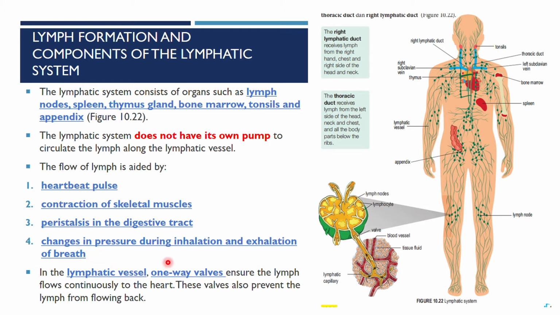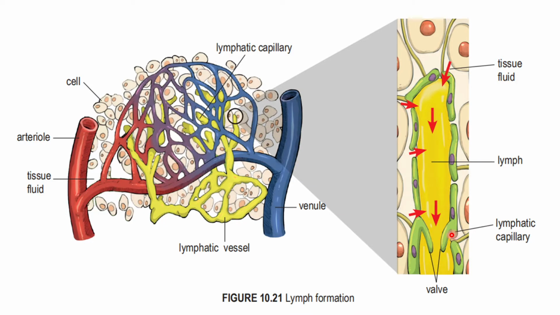In the lymphatic vessels, there are valves. Like this one, there are valves. So this is important to prevent backflow and to ensure one direction of flowing.